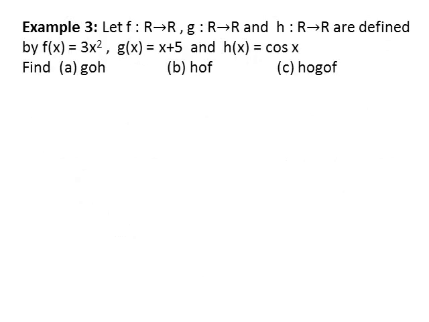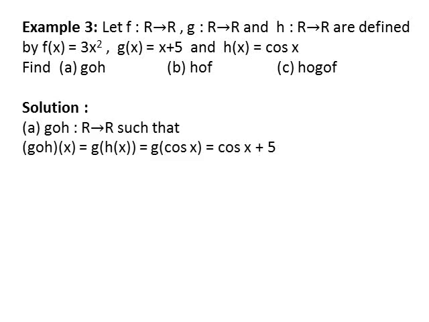Moving to the next example, let f, g and h be three functions defined from R to R, in which f(x) is equal to 3x², g(x) is equal to x + 5 and h(x) is equal to cos x. First we find g∘h. (g∘h)(x) is equal to g(h(x)). Put h(x) equal to cos x. So this is equal to g(cos x). As g(x) is equal to x + 5, so g(cos x) is equal to cos x + 5.